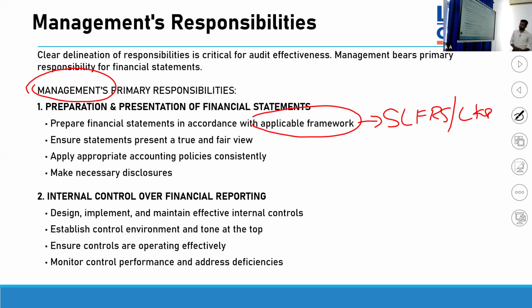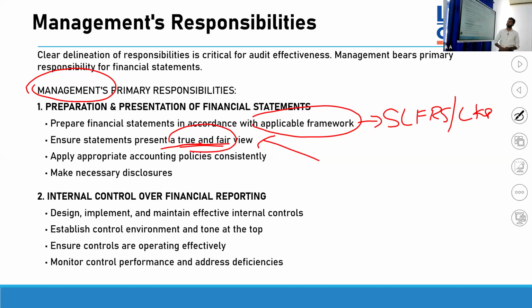Also, next one, management must ensure the statements present a true and fair view. As an auditor, we just provide an opinion regarding this true and fair view, but it is the responsibility of management to ensure that their financial statements present a true and fair view in all material aspects without any material misstatements, right? That is their responsibility.